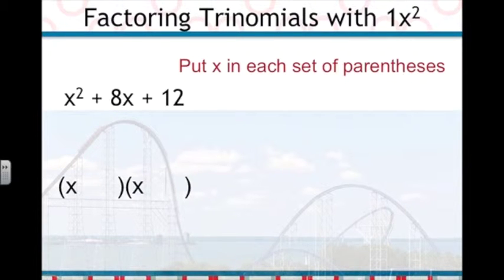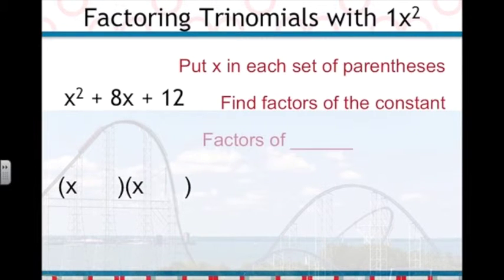To find the second terms of the binomials, we need to make sure we use values that will give us an 8x in the middle and a 12 at the end of the trinomial. To do this, we're going to find factors of the constant term. In this case, 12 is the constant.